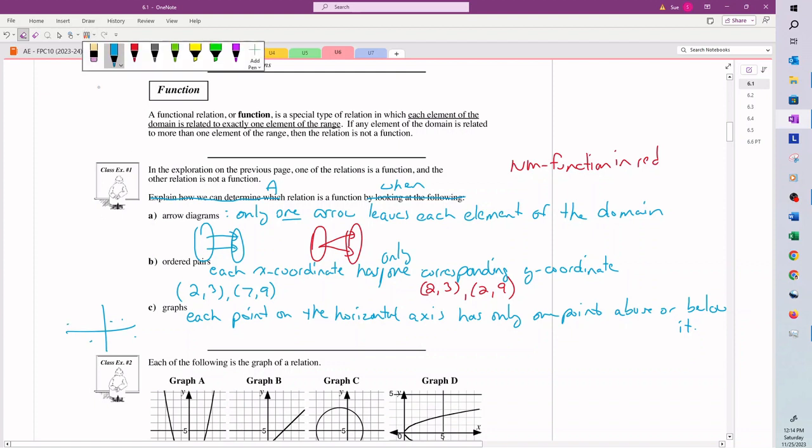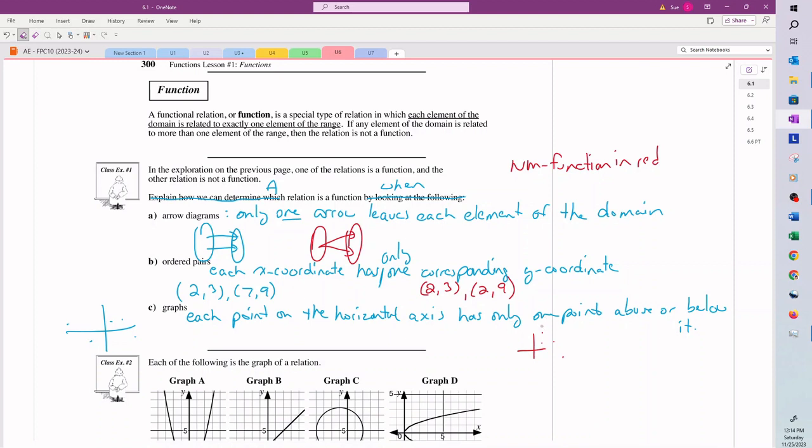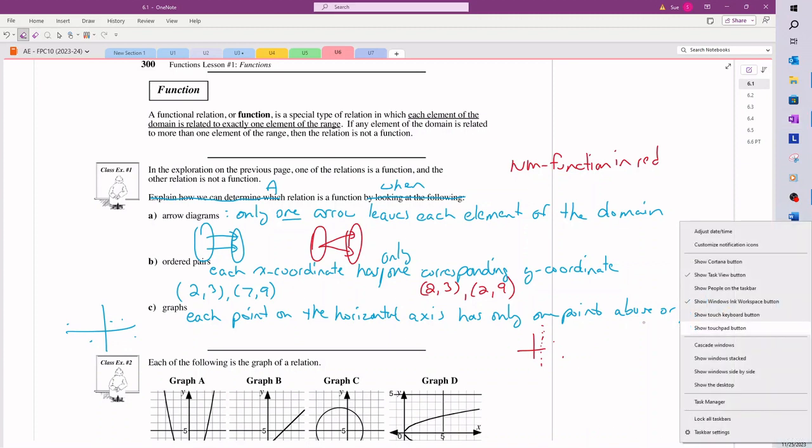And a non-function, oh, why I don't like this, it's so hard to change colors. Oops, okay. So if I have that, that is a non-function because these points are stacked like that. Okay. Let's continue on.